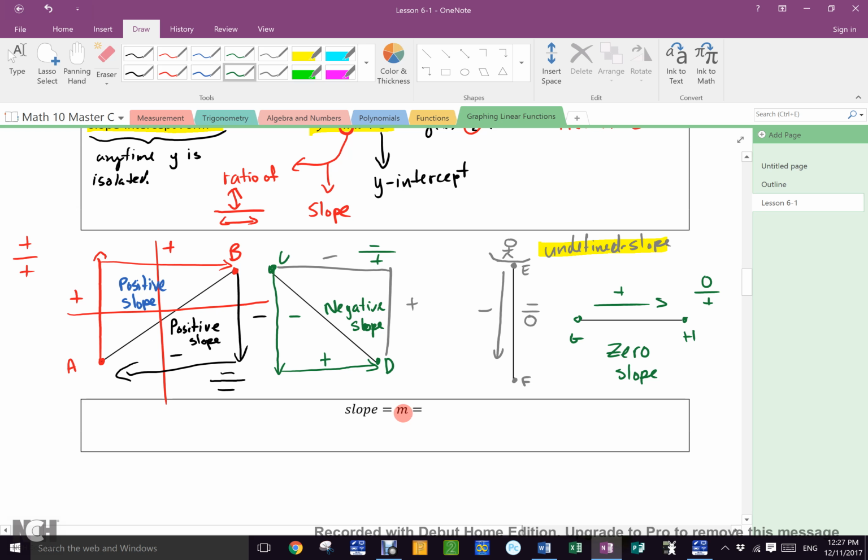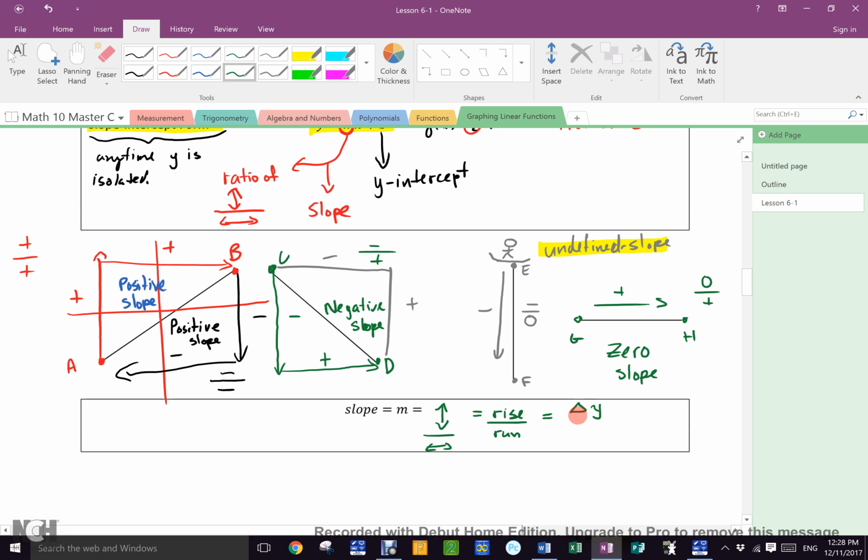So we know that slope is M. Right? Okay. We also know that slope is how far we go up and down divided by how far we go left and right. Slope is also known as the rise over the run. Rise, how far you go up or down, divided by how far you go sideways, where you would run. Got it?